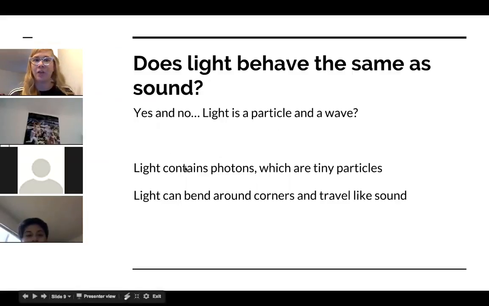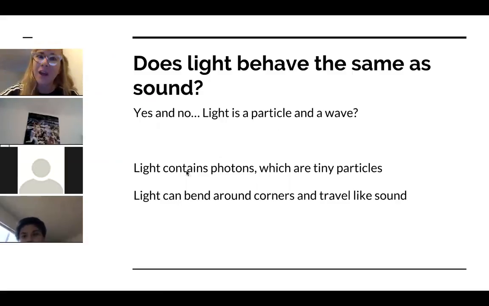So does light behave the same as sound? Right? Yes and no. Is light a particle and a wave? This was like the biggest science question of the 1800s. So pretend that it's 1805 and this is the one thing that you care about learning about. Right? We did know that light contains photons, which are tiny particles.